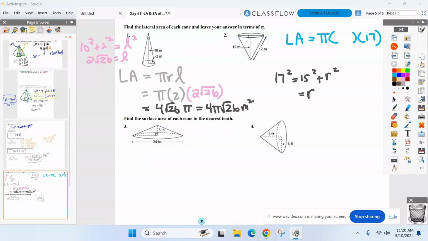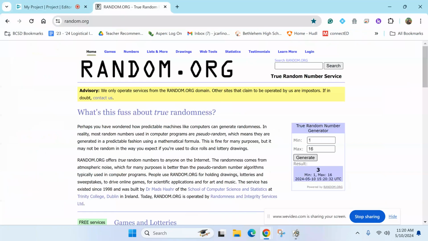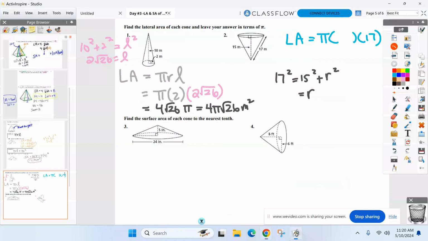And what are you finding for that radius length? Aiden? 8. 8, good. So leave that in terms of pi. We got a lateral area of 136 pi square meters.